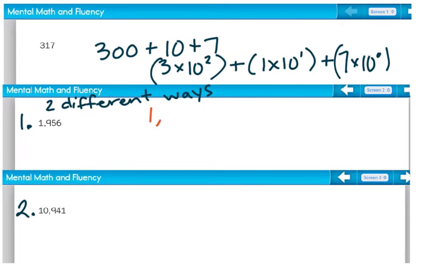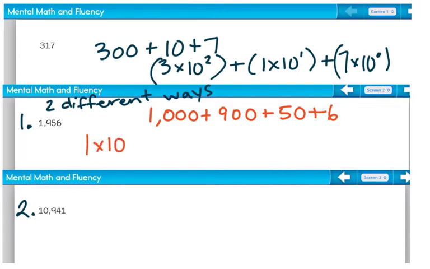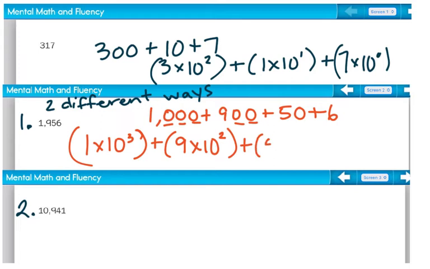All right, so let's take 1,956. First way I would do this is just to take 1,000 plus 900 plus 50 plus 6. If I were to write it as an exponent, I would say 1 times 10 to the 3rd power plus 9 times 10 to the 2nd power plus 5 times 10 to the 1st power plus 6 times 10 to the 0 power.